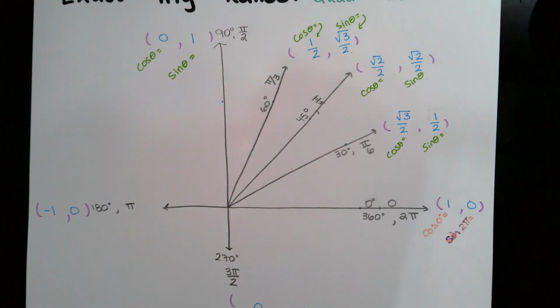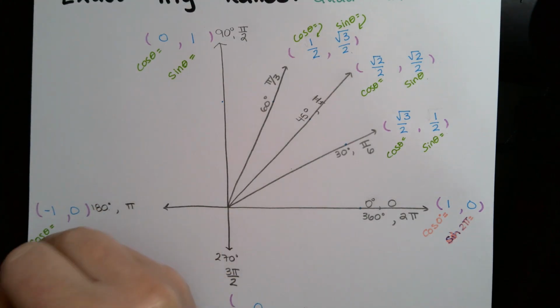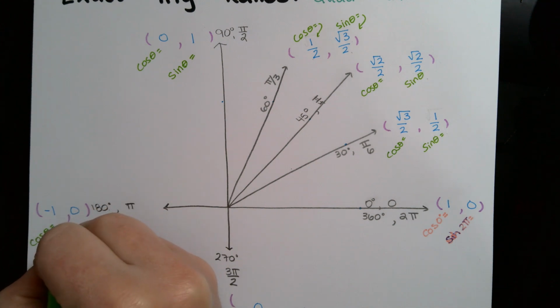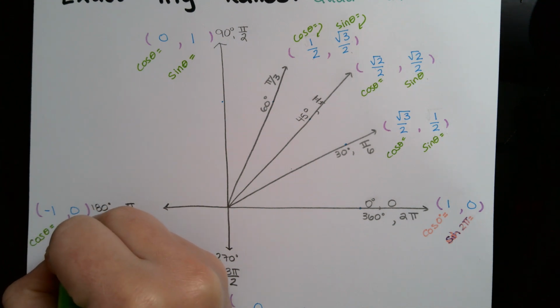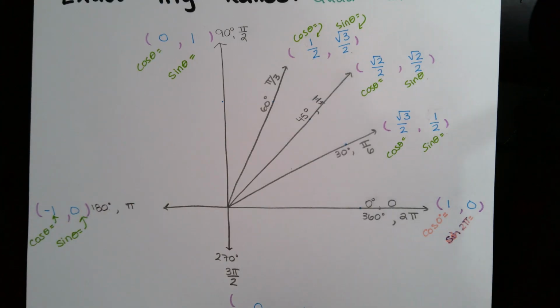And we can do that same thing for radians. Here is cosine of theta. So cosine of 180 degrees is -1. Sine of 180 degrees is 0. Here's your cosine. Here's your sine.